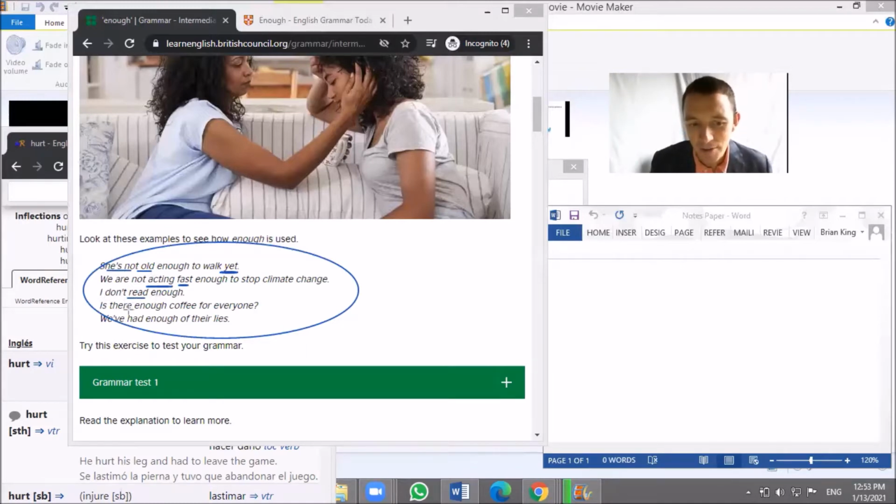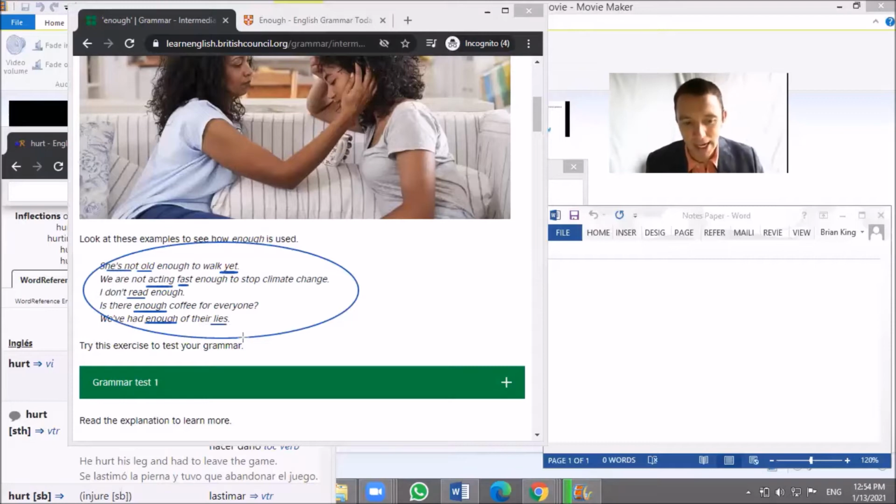Is there enough coffee? So when it's a question and the substantivo, the position is different. And that's the most important lesson. That's the most important point from this page. It's the position of enough in relation to adjective, noun, verb, or adverb. Okay? We've had enough of their lies, mentiras.